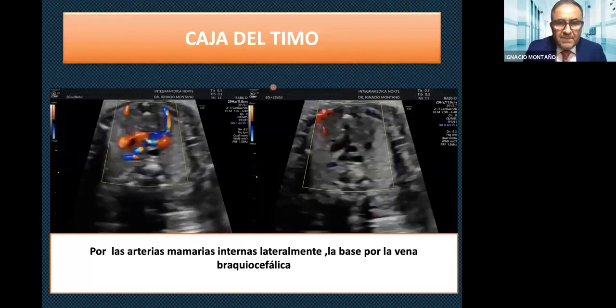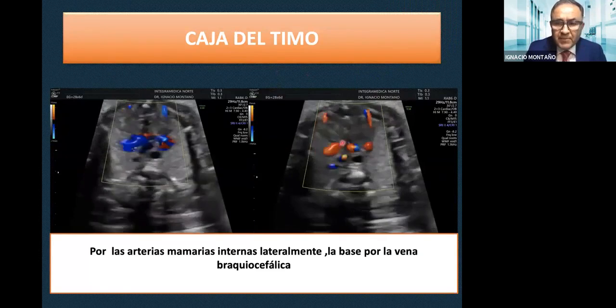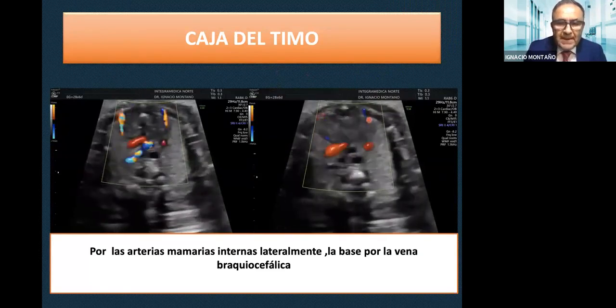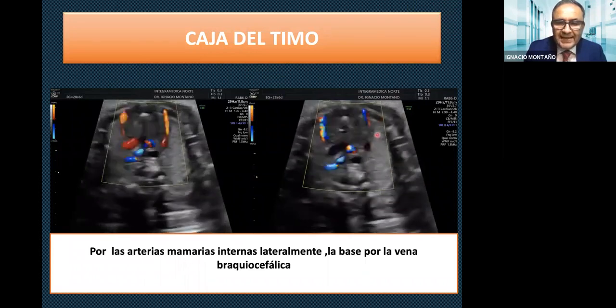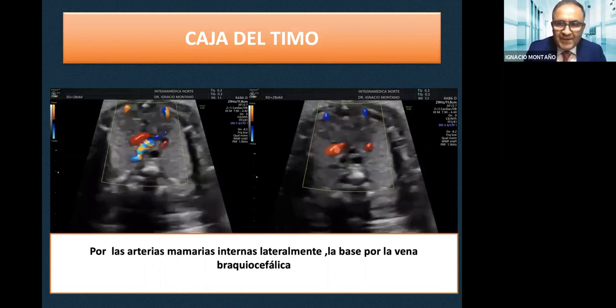We can also evaluate the size of the thymus with the thymic box to assess the presence of the thymus. And when applying color Doppler, we are going to see that the internal mammary arteries are laterally located and the base is defined by the brachiocephalic vein.